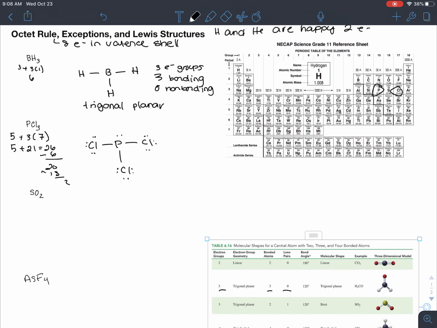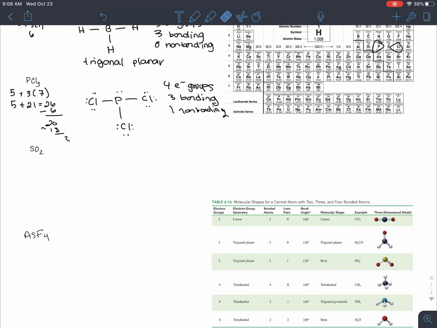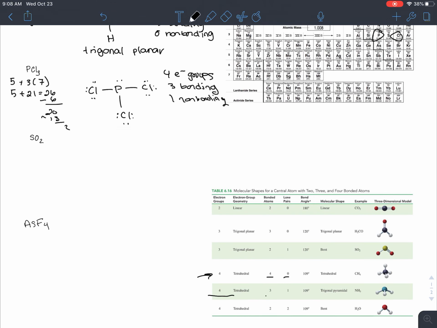So now let's look at the shape. 1, 2, 3, 4 electron groups. I have 4 things around the element. 1, 2, 3 bonding, and 1 non-bonding. Now the shape for that would be, let's look here. Total electron groups is 4, okay? 4 bonded, 0, that's not me. 4 total, 3 bonding, 1 non-bonding. There we are. Trigonal pyramidal is my shape.